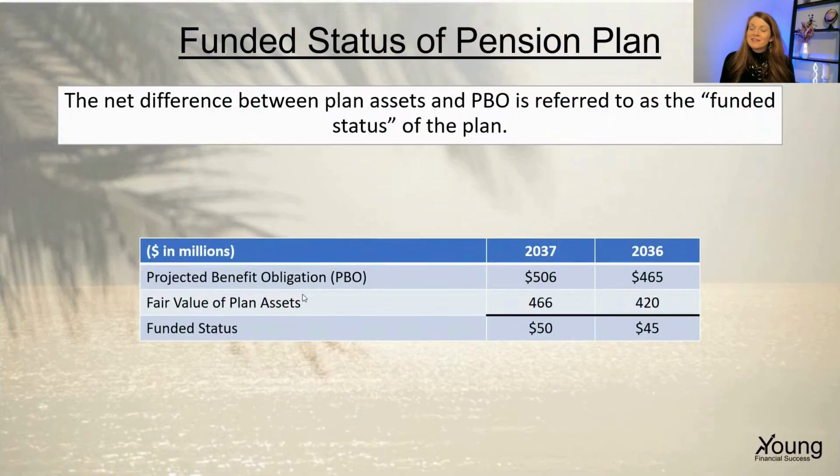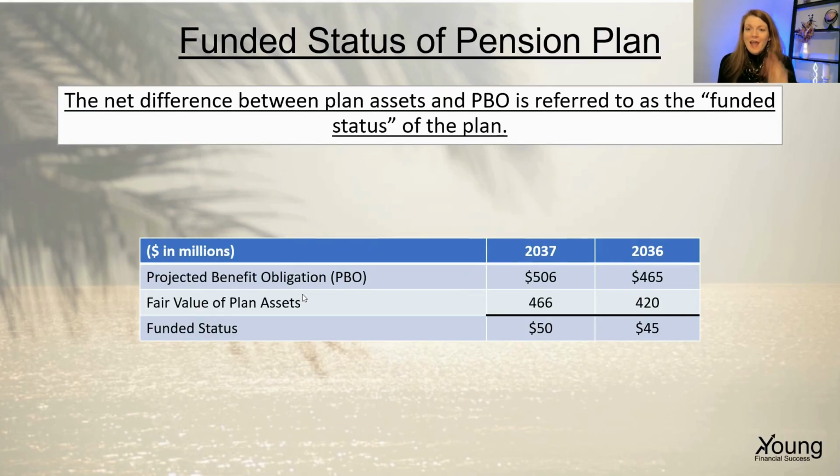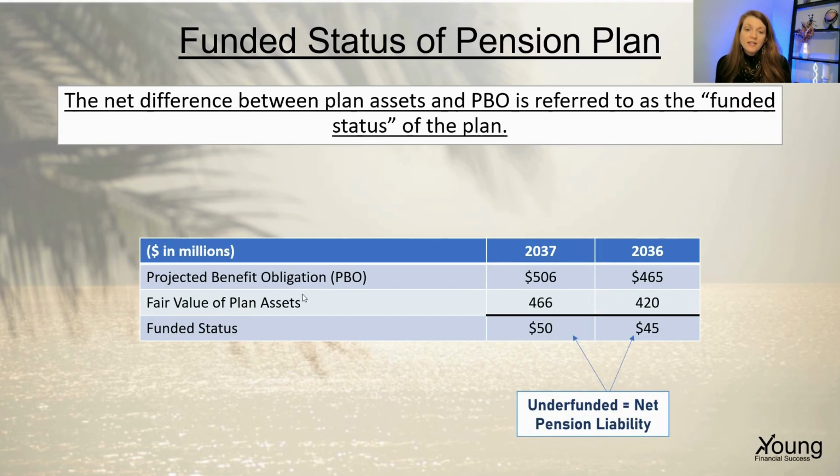All right, so let's see how that compares to the projected benefit obligation. The net difference between the plan assets and the projected benefit obligation is referred to as the funded status. In the projected benefit obligation, we had $506 million in 2037, and in the plan assets, we only had $466 million. So the funded status is going to be underfunded by $50 million for 2037. And we look back at 2036 and it was underfunded by $45 million. In other words, our obligation is higher than what we've actually set aside. So we either need to start getting a much higher return or we need to start setting aside more money, because otherwise when these employees retire, we won't have enough set aside for them already.